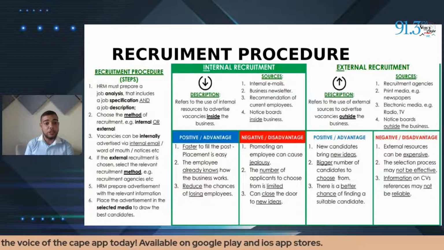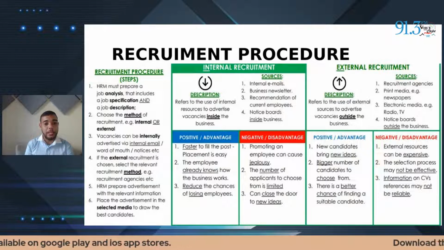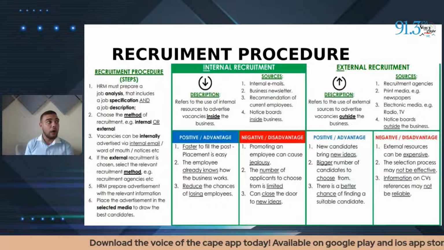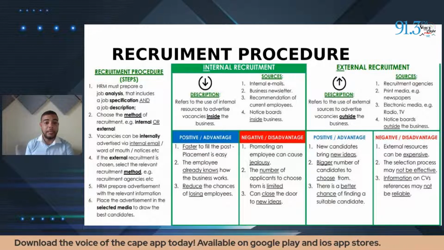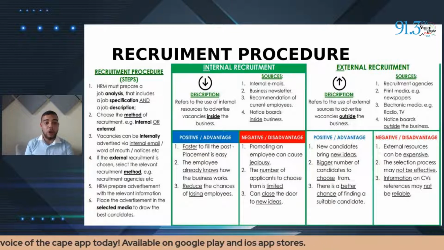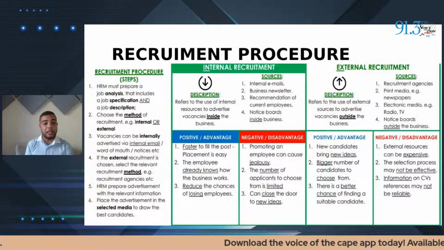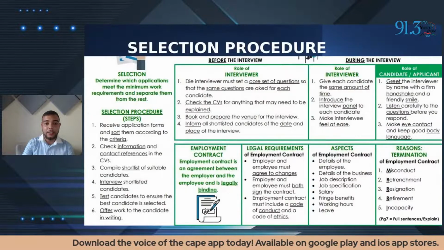So vacancies must be internally advertised via internet, email or word of mouth. If external recruitment is chosen, then select the relevant recruitment methods by maybe putting it up on a billboard or playing it on the Voice of the Cape or any other radio station to help those people in need of jobs. The HRM prepares the advertisement with the relevant information as well as places the advertisement in the selected media to draw the best candidates.